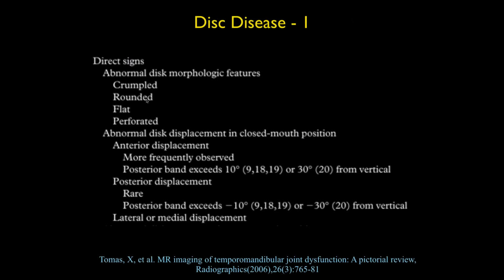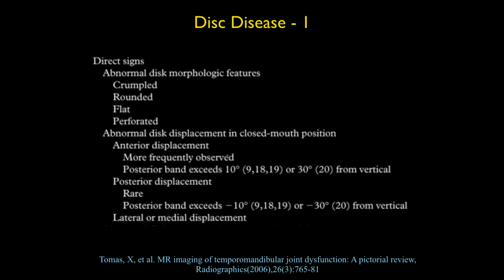It can be rounded because it just gets balled up from degenerative disease and no longer looks like a typical disc. It doesn't have the wide anterior, thin middle, and broad posterior portion. It's just one big ball. It can become completely flattened, or you can get a central tear, and both the anterior and posterior bands of the disc can be separated. So those are the things you look for in the disc morphology.